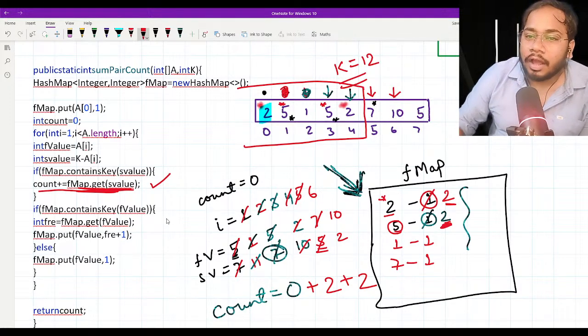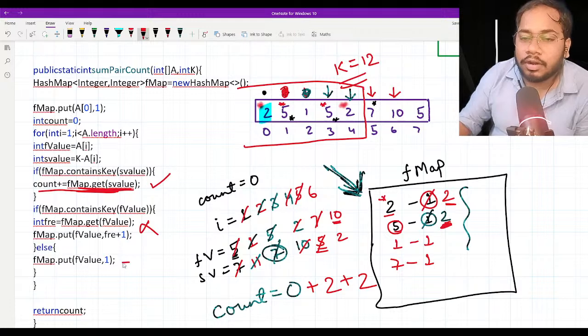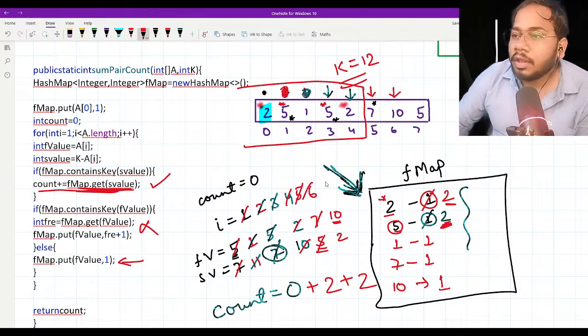Okay. Again, check that the first value is present. No, that is not present. So this line will not run. Else will run. 10 will be inside this with frequency 1. Last time, i is equal to 7. The value will be 5 and this will be 7. We will be here.